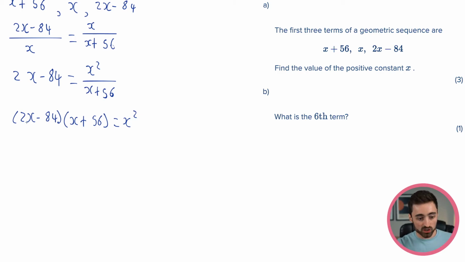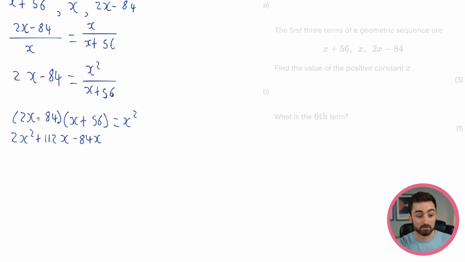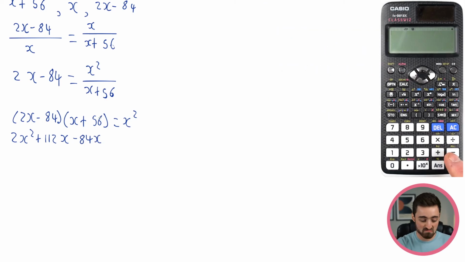So, what are we going to do? We're going to multiply the first terms of each bracket, so 2x times x, which is 2x squared. We're then going to multiply the outer terms, so 2x times 56. Well, what's 56 times 2? It's 112. So we're going to get 112 lots of x here. Minus 84 times x, so minus 84 times x. And then minus 84 times 56, don't be a hero, straight to the calculator.